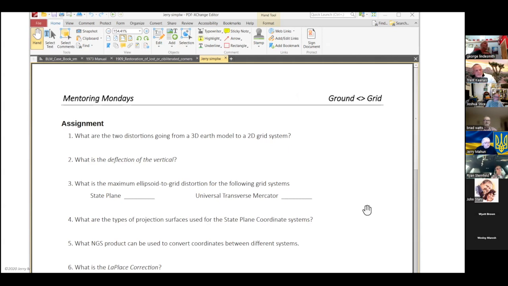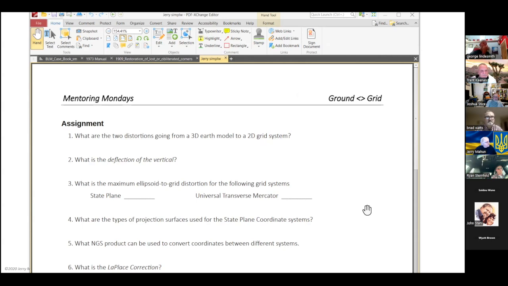What's deflection of the vertical? Oh, George has his hand up. Yeah, I've got my hand up, but it's to tell a horror story from back in the day that most of these younger surveyors won't understand. If anyone's interested in it, I'm happy to share it. We'll do it after the homework then. Yeah, that's awesome. Sounds good.